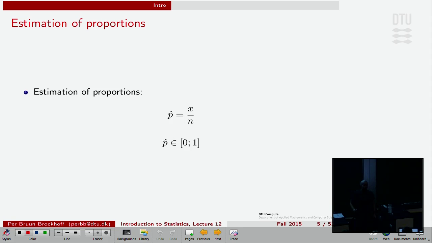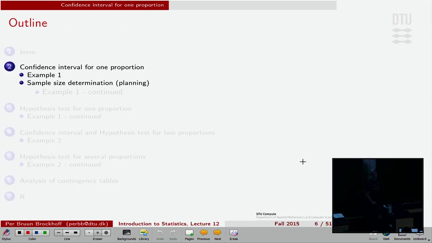Proportions. It's not too difficult, right? It's just counting the number of times something happens, dividing by the total n, and we have an estimate of a proportion. So that was the first part, just getting started.